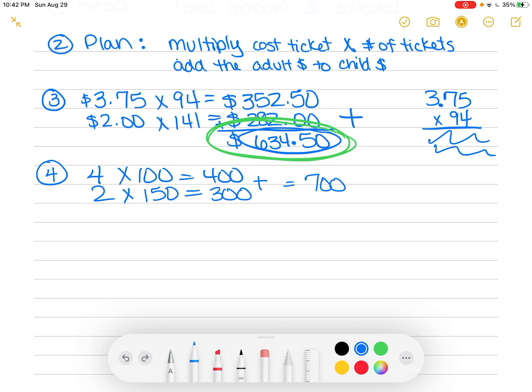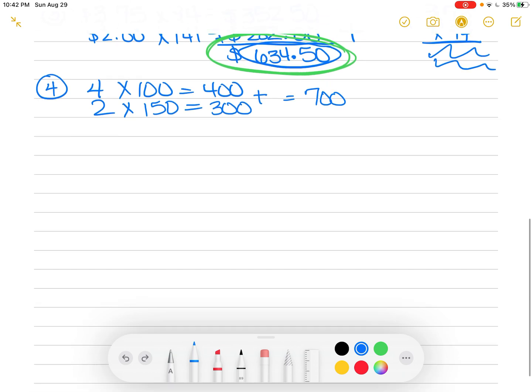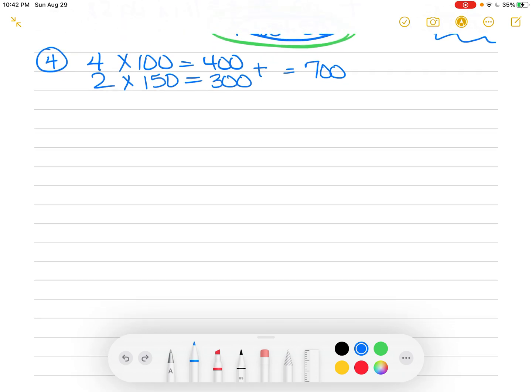Okay, that's it for how we do the example. Okay, now I'm going to do 2 more examples with you. It's kind of hard to do these without writing out the whole problem, but I don't want to have to write out the whole problem. So these are skills check.